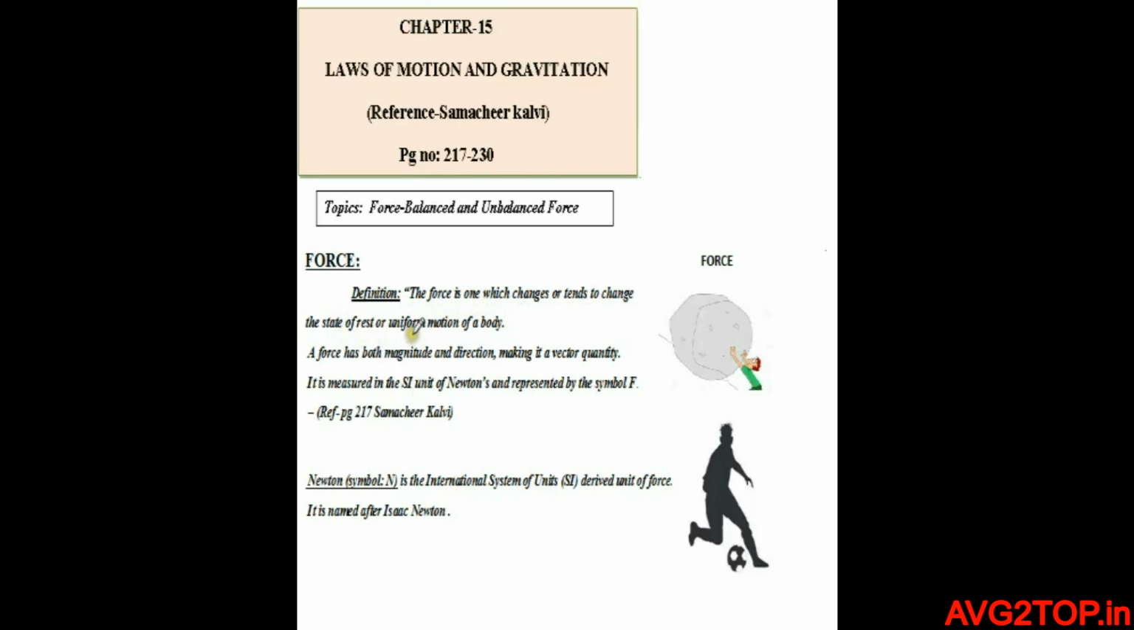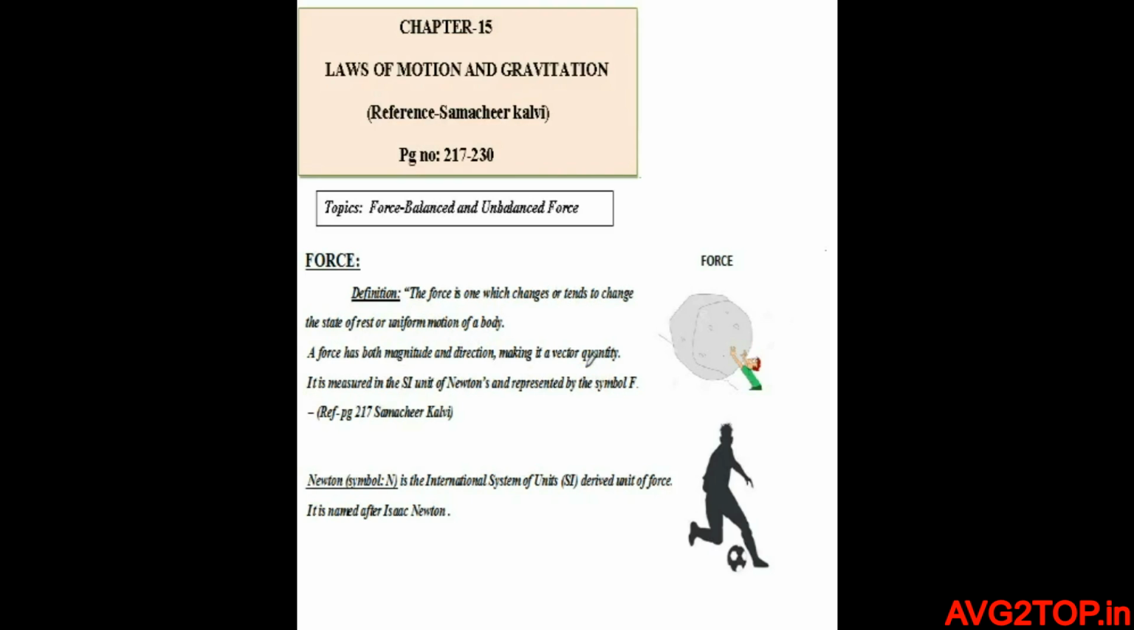Coming to the second line of the definition, uniform motion of a body. Consider another example. The ball keeps moving. In order to stop the uniform motion of this object, you need to apply force. So the force is one which changes or tends to change the state of rest or uniform motion of a body. A force has both magnitude and direction, making it a vector quantity.